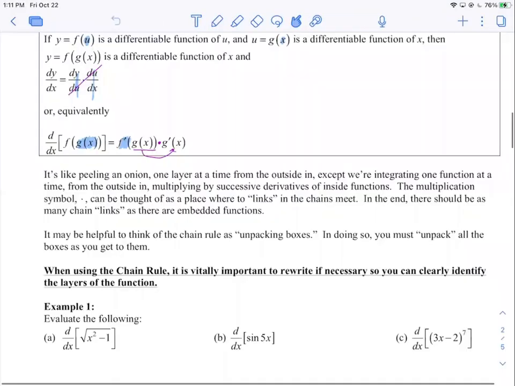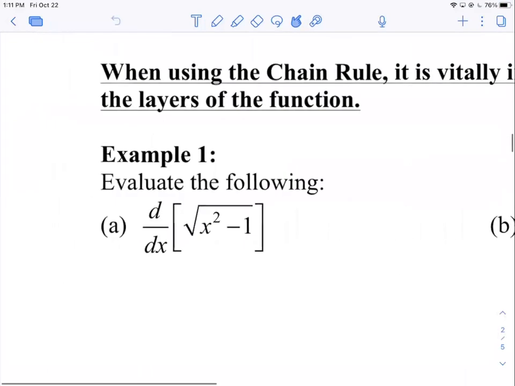All right, so we learned what the chain rule was. Now it's time to use it, right? Unpack boxes, or peeling an onion. Let's take a look at those ones that we couldn't do.